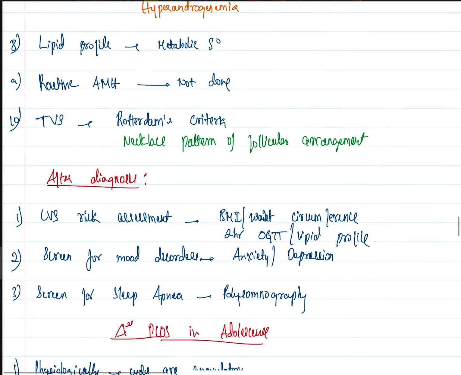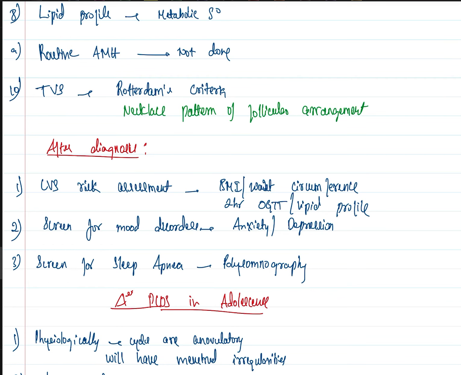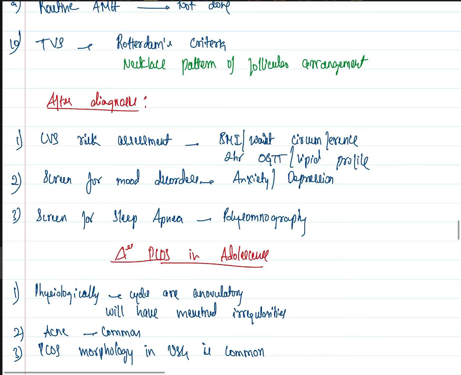So once you're diagnosed, to see the cardiovascular risk assessment, check BMI, waist circumference, again lipid profile and glucose values. For mood disorders like anxiety and depression, and screen for sleep apnea with polysomnography. See, for a general workup, these many investigations are not needed. You can treat a woman based on clinical history as well.